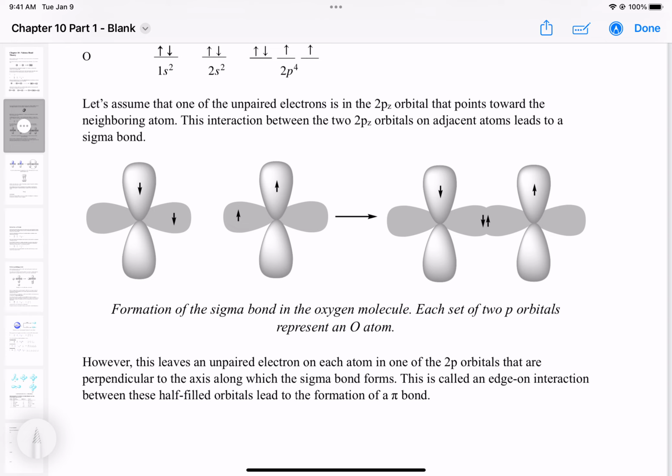All right. However, we're left in a bit of a situation here. We have an unpaired electron on each of the 2p orbitals that are not on the axis where the sigma bond is formed. They're on the axis that's perpendicular to it, so it's either on the y or x axis, because we made the z axis our horizontal. So imagine this is an axis, and this is going to be our z direction.